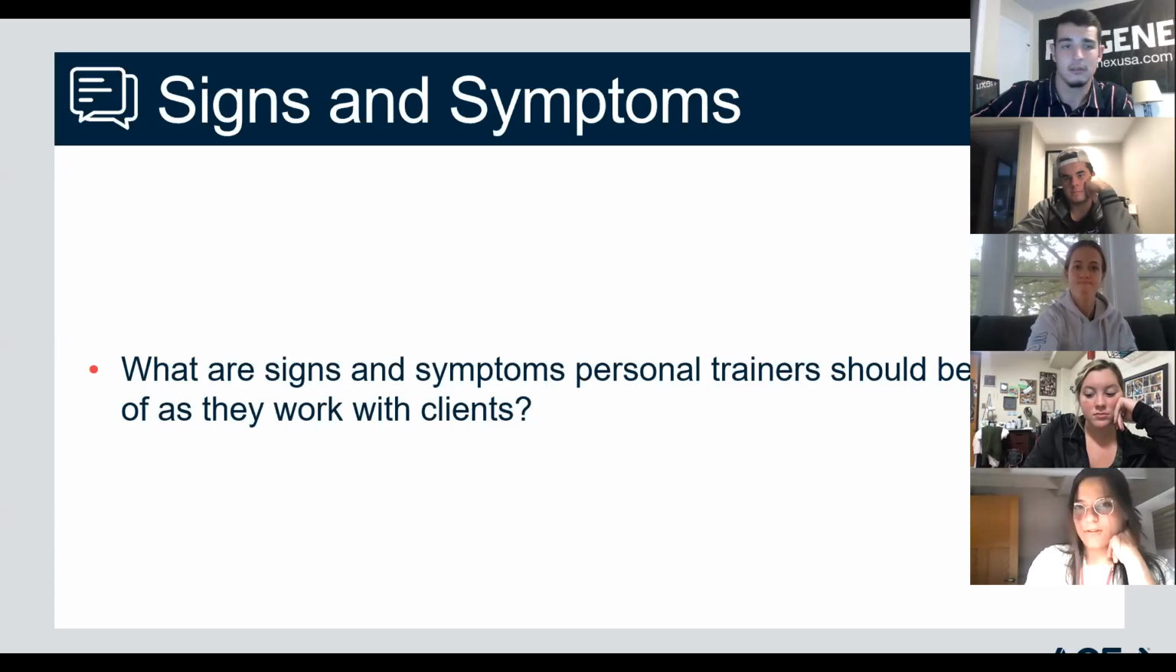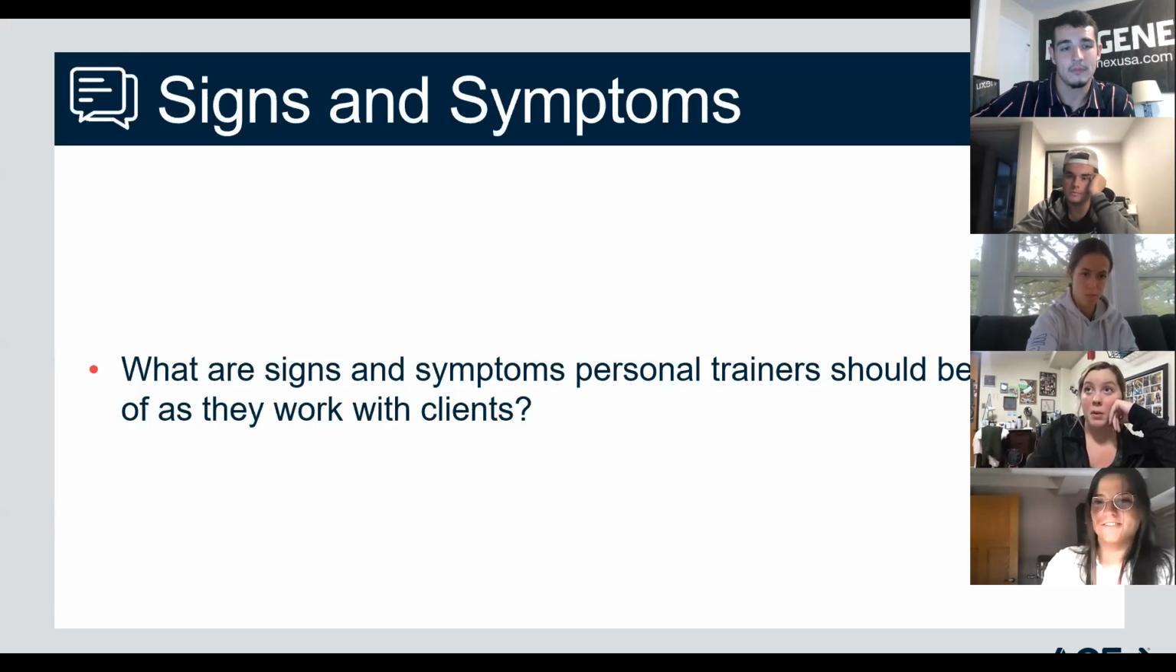You should watch for their coordination and movement to make sure that they're not all of a sudden dizzy or look like they're about to pass out or something. Perfect. Maybe they didn't eat enough that day or other underlying reasons.